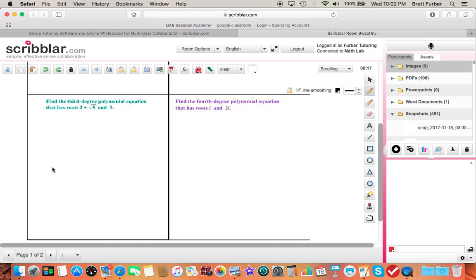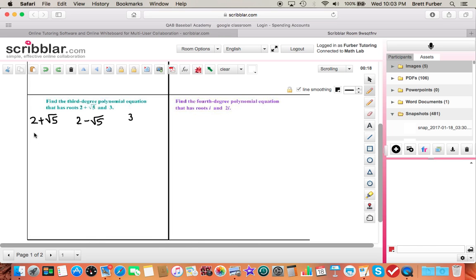Okay, so one of the things to remember for this is that anytime we're dealing with irrational or imaginary roots, their conjugates are also roots. So the first one says to find the third degree polynomial equation that has roots 2 plus the square root of 5 and 3. So 3 is a rational root, but 2 plus the square root of 5 is irrational. So that means we're going to have 2 plus the square root of 5 and its conjugate, 2 minus the square root of 5.